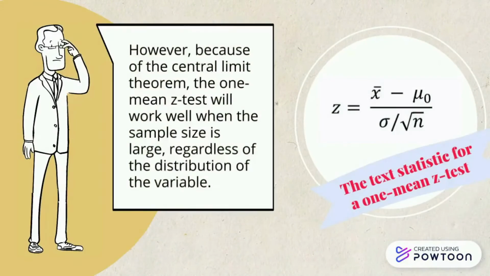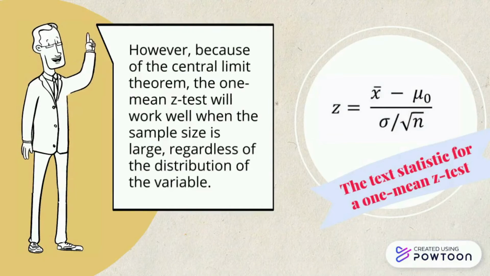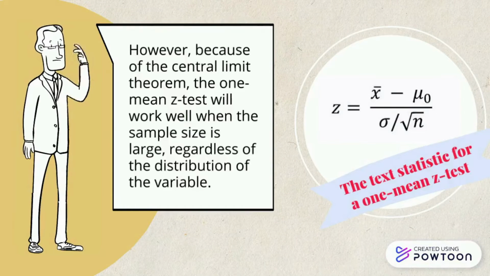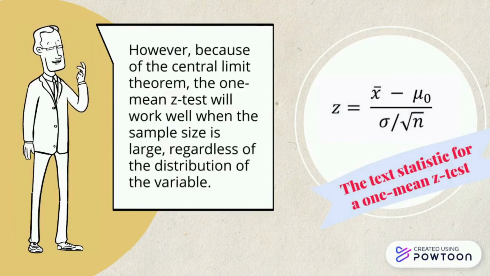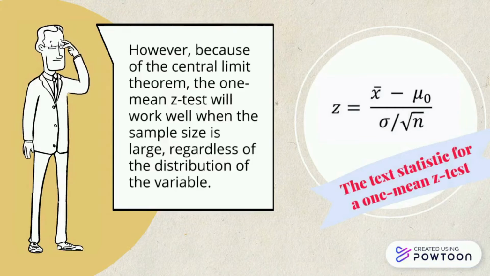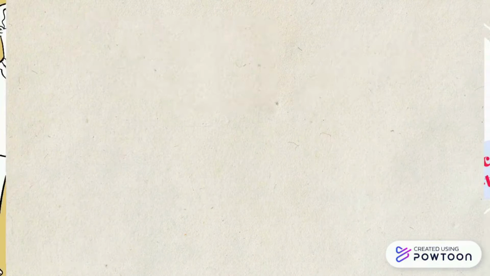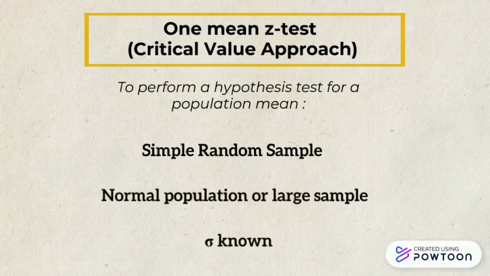However, because of the central limit theorem, the one-mean z-test will work well when the sample size is large, regardless of the distribution of the variables. The test statistic for the one-mean z-test is the sample mean minus the null hypothesis mean, divided by the standard deviation divided by the square root of the number of items in the sample. Next, one-mean z-test critical value approach.